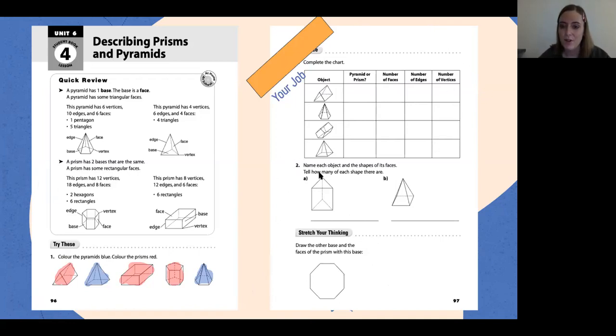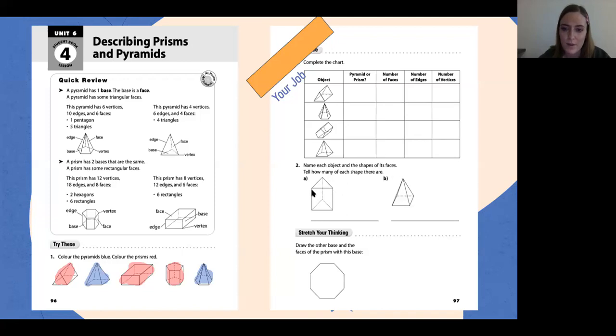Now this one down here, you're going to name each object and the shapes of its faces. You're gonna come up with a name. You can also, with mom or dad's help, use Google to find the name of these shapes if you absolutely need, okay? Because we're still just learning to talk about them. But you are going to tell the shapes of its faces.